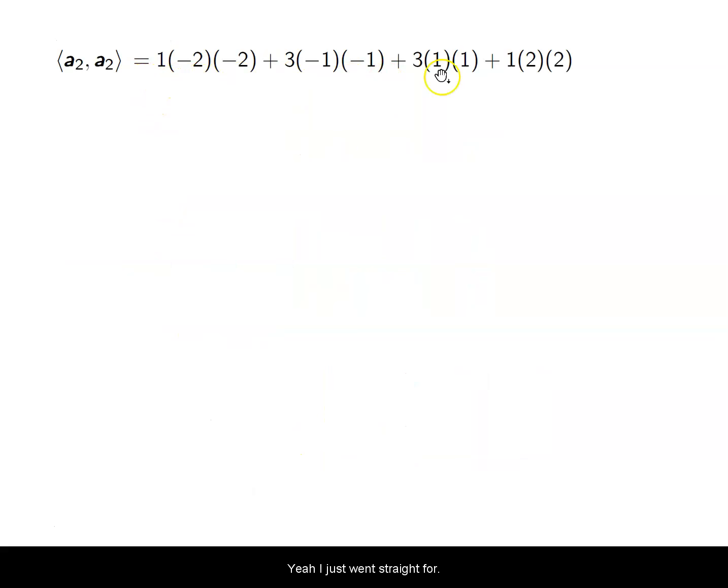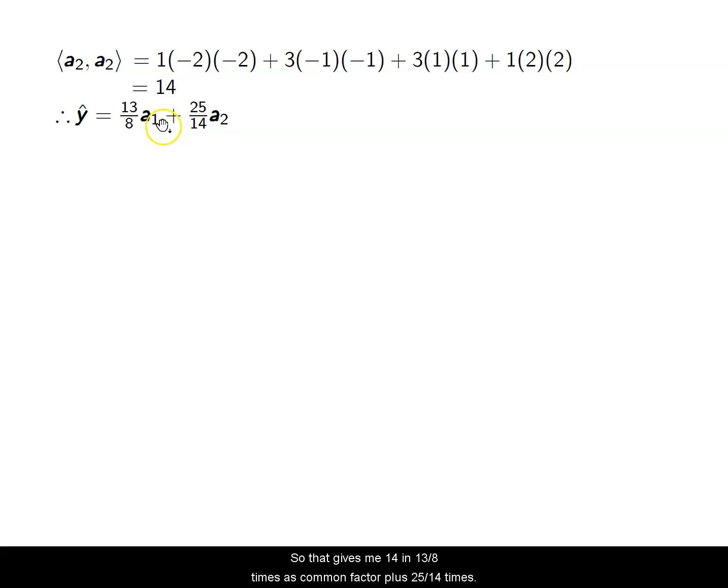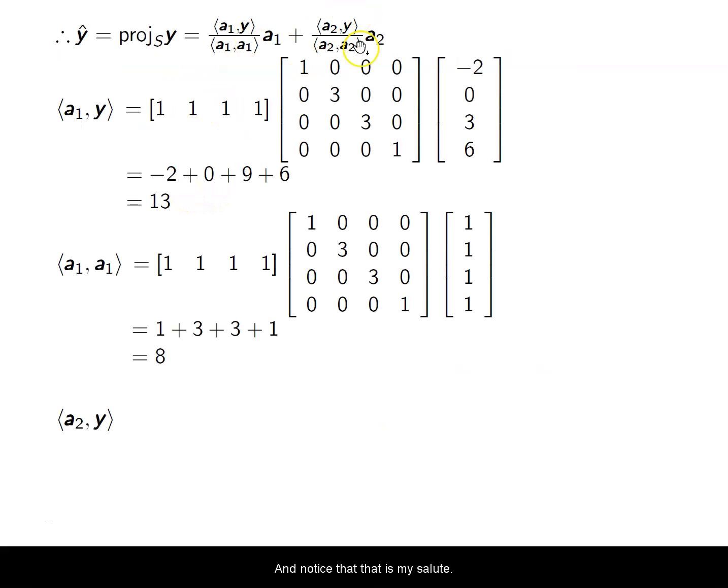Here I just went straight for the form you probably use, where I have my weights and then my inner product with itself. So -2 squared, -1 squared, 1 squared, 2 squared. That gives me 14. So I'm going to plug everything in: 13 over 8 times this column vector plus 25 over 14 times this column vector. And notice that that is my solution.